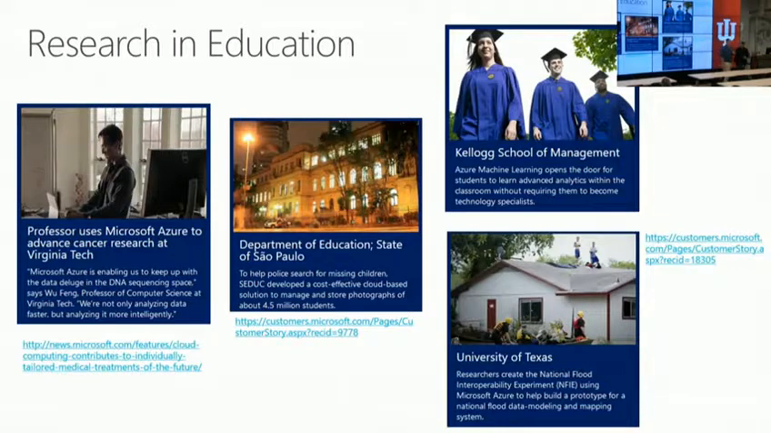Yeah, and then the rest of this, outside of Cornell University, we have a lot of other examples of universities utilizing it. We have stuff going on at Virginia Tech. We have out of Sao Paulo, Department of Education. We have Kellogg School of Management, University of Texas. Kellogg's actually a school, one of my customers. But then we also have like University of Wisconsin.